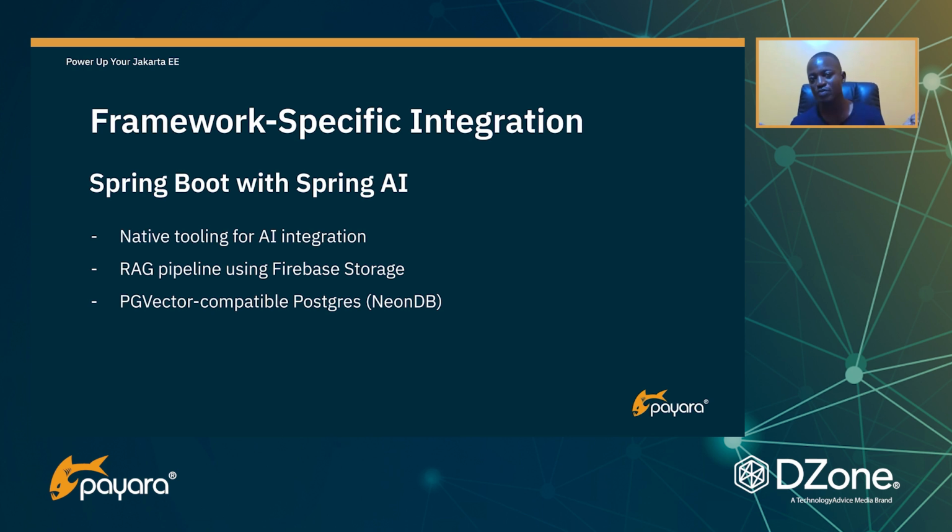What we'll be doing would be creating a RAG pipeline, or retrieval augmented generation pipeline, using Firebase storage, and then using Neon database or Neon DB. Neon is a hosted service for Postgres databases, and it comes out of the box with PG Vector. PG Vector is a plugin for Postgres that allows the storing of embeddings into a Postgres database. So pretty much these are the services we'll be using along with Spring AI to implement the retrieval augmented generation.